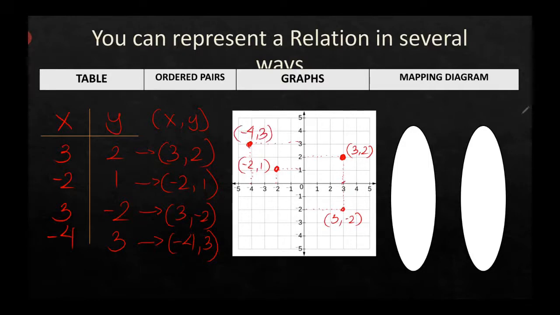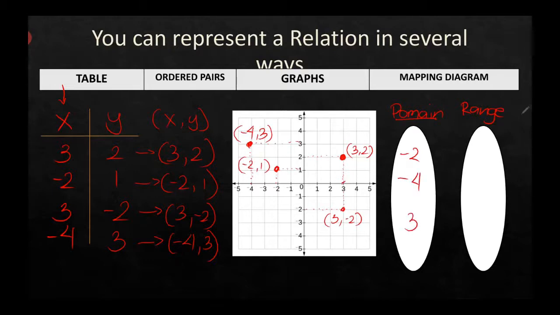Now, last is the mapping diagram. A mapping diagram will show how elements are being paired. It's like a flow chart for a function showing the input and output values. This first circle will represent the values of our domain or the x values, and the second one will represent the values of our range. So we simply need to list down all of the values here. Let's extract all of the values of our x: negative 2, negative 4, and positive 3.